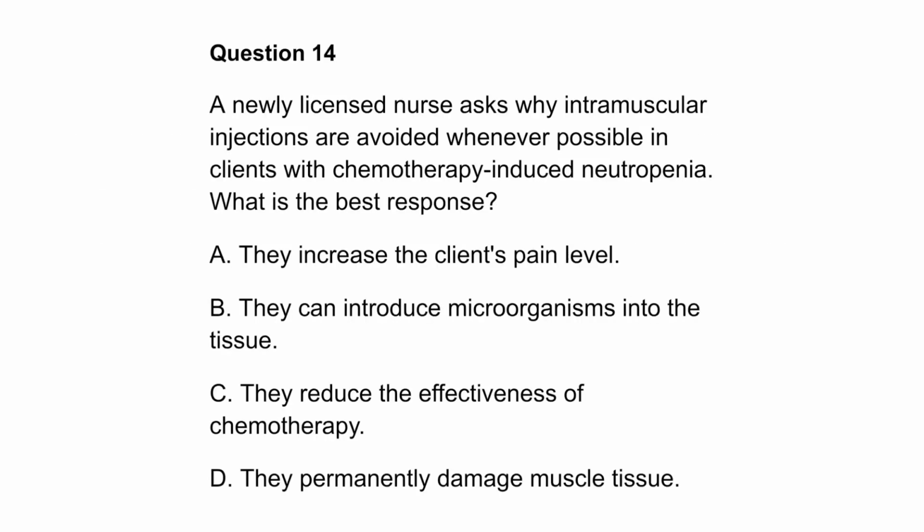A newly licensed nurse asks why intramuscular injections are avoided whenever possible in clients with chemotherapy-induced neutropenia. What is the best response? A. They increase the client's pain level. B. They can introduce microorganisms into the tissue. C. They reduce the effectiveness of chemotherapy. D. They permanently damage muscle tissue.